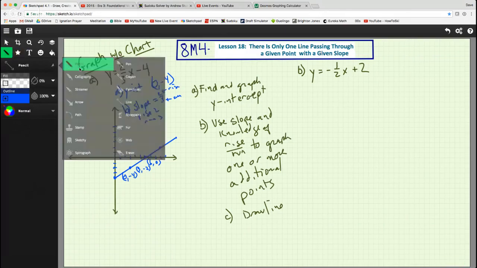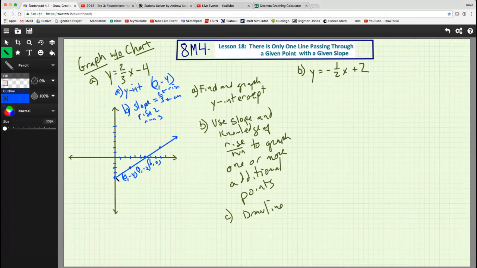And there you have it. We have graphed y equals 2/3 x minus 4. And what we should be able to do as well, and right, this is (9, 2). Any of these points should satisfy this equation.